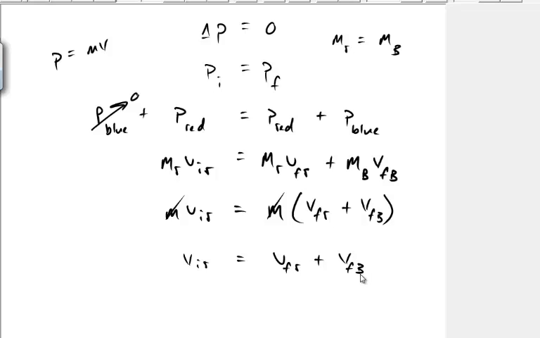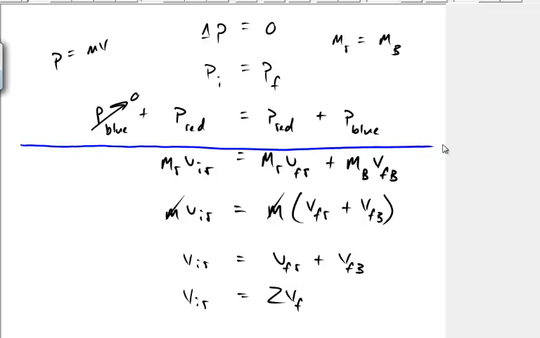Now this only works because the masses of both objects are exactly the same, and because they're stuck together, we know they have the same velocity. So we can take it one step further: double the final velocity is equal to the initial velocity of the moving red car. In this example, the velocity of the two objects is just half of the velocity of the one object.